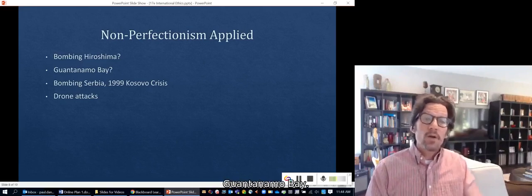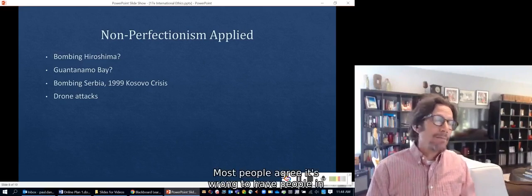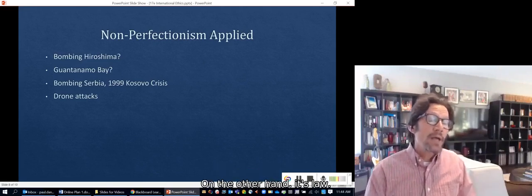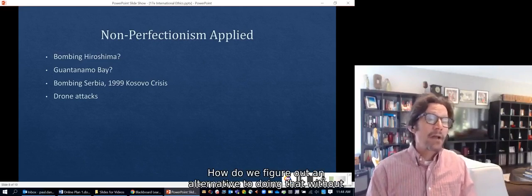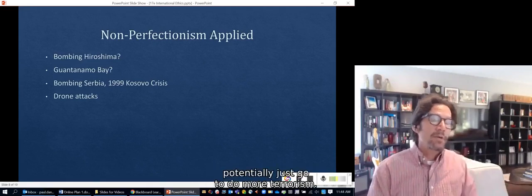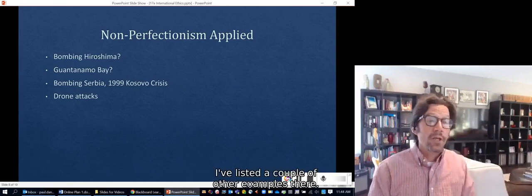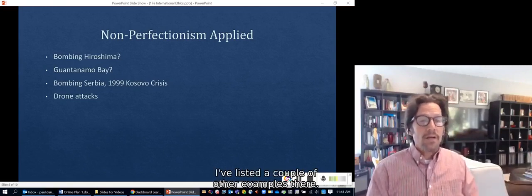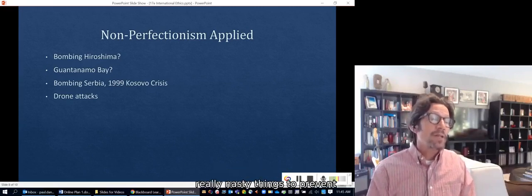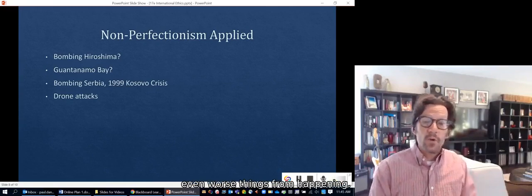Guantanamo Bay. Most people agree it's wrong to have people in this legal sort of black hole that is Guantanamo Bay. On the other hand, how do we figure out an alternative to doing that without letting a bunch of terrorists potentially just go to do more terrorism? I've listed a couple of other examples there. Simply the idea that sometimes you have to do really nasty things to prevent even worse things from happening.